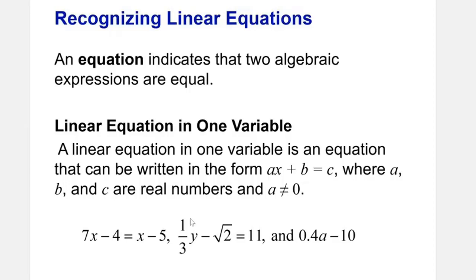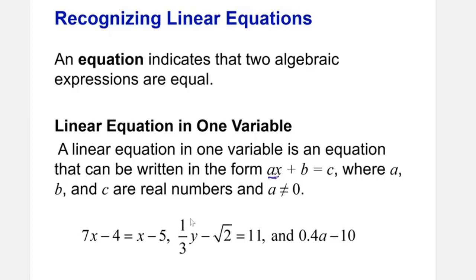A linear equation in one variable is an equation that can be written in the form ax plus b equals c, where a, b, and c are real numbers. And most important, a can't be equal to 0. If a is equal to 0, then you wouldn't have an x, you would just have 1 equals 1. It's important that a is not equal to 0.